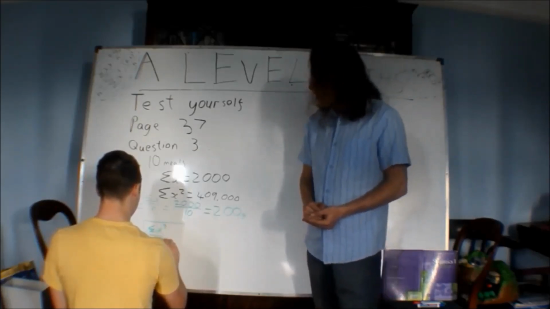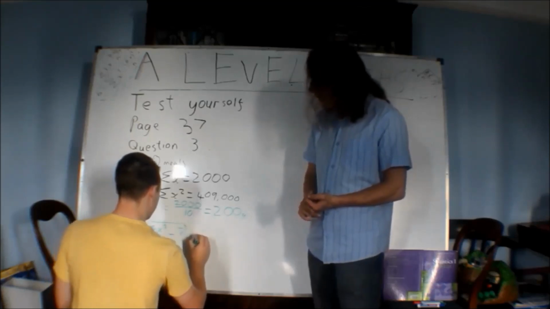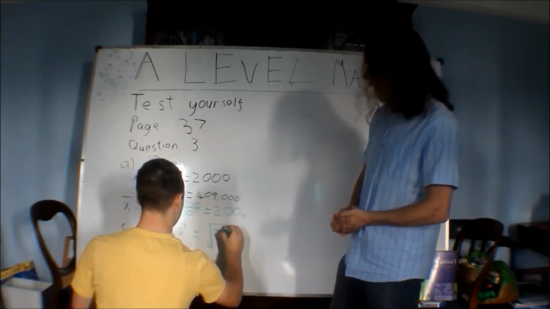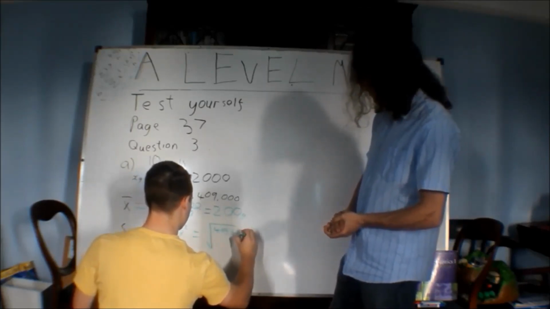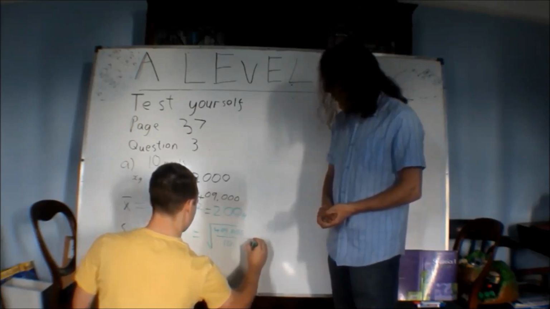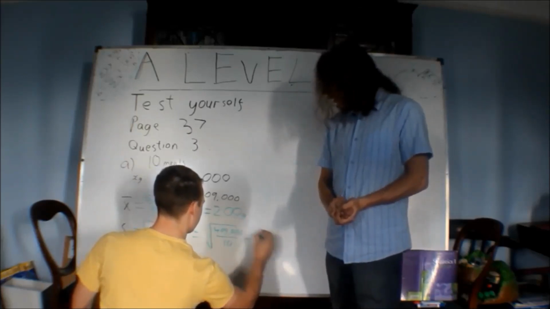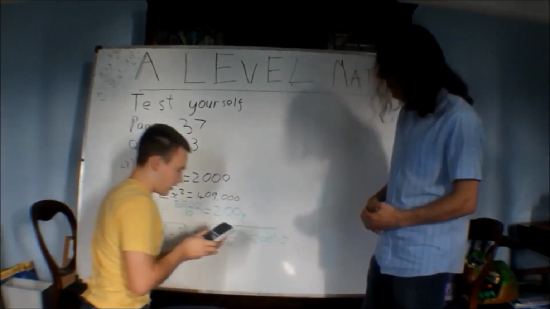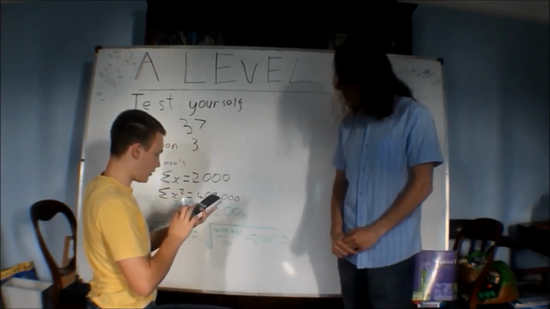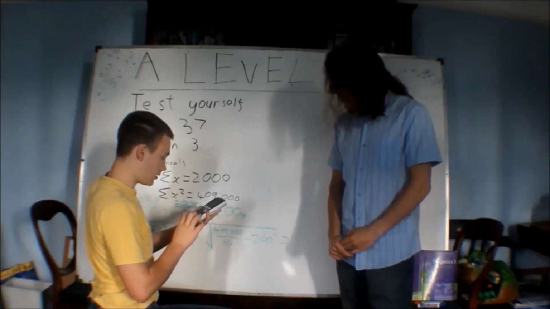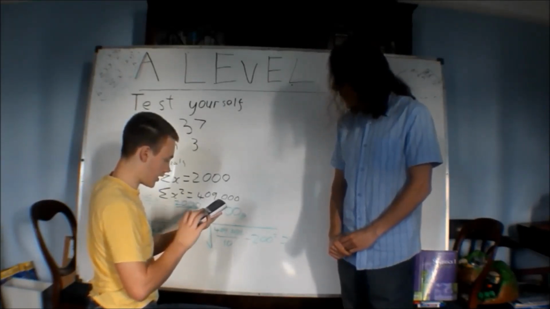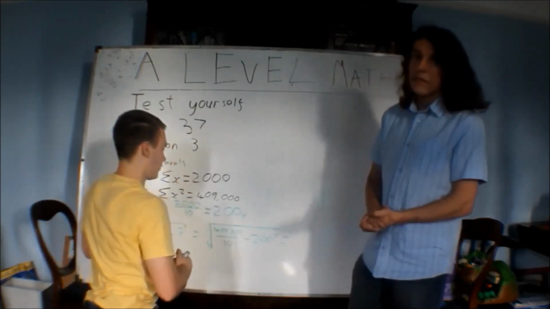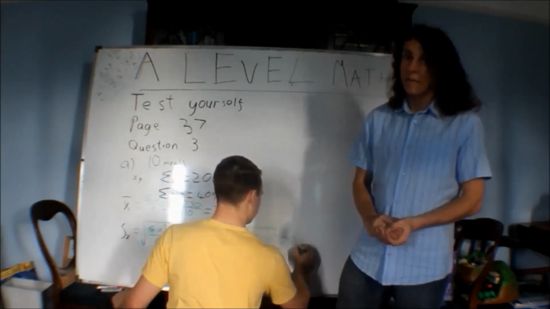Think back to the formula of standard deviation. We have sigma X squared over n, take away X bar squared. We now know what X bar is, and we know what sigma X squared is as well. So it's 409,000 divided by 10, take away 200 squared, all in the square root sign. I'm going to type it in. The answer is 30. That gives us a standard deviation of 30, and that's part A.